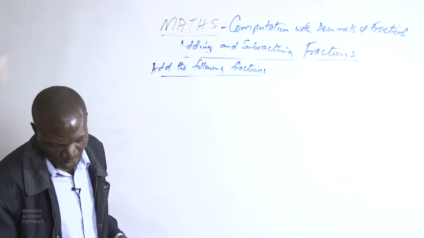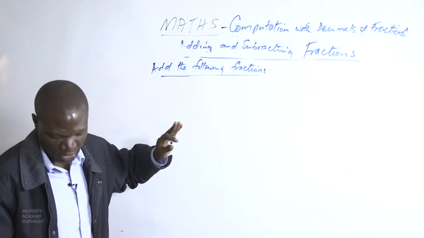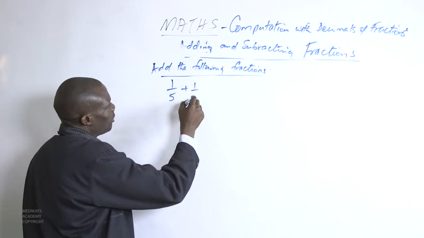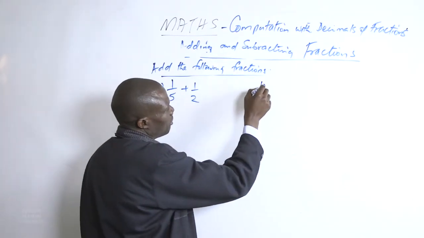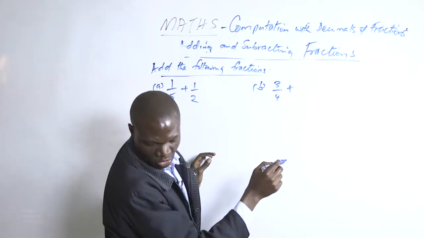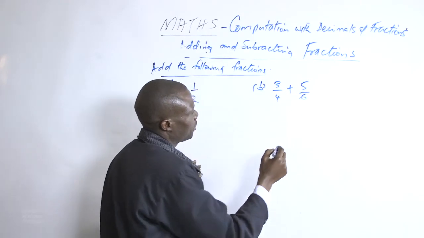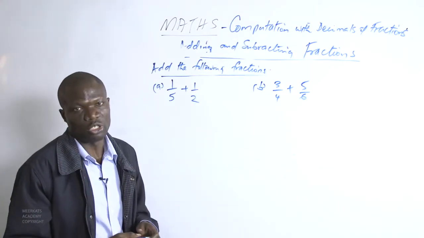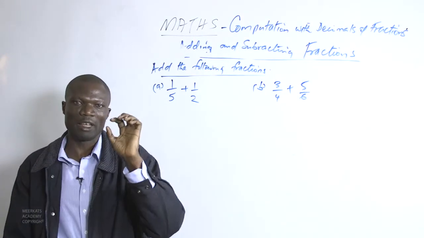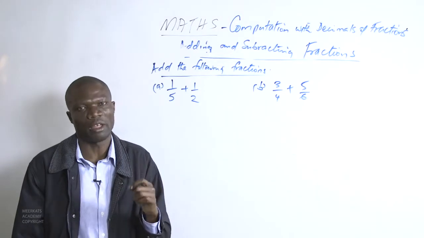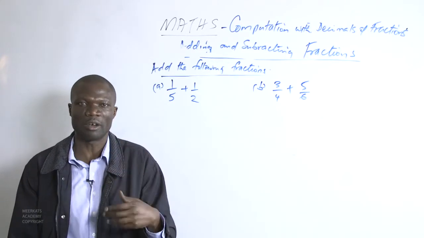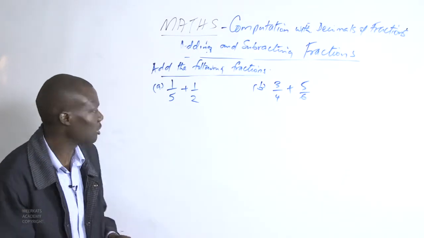Add the following fractions together. This time we have 1 over 5 plus 1 over 2 as our first question, and the second question wants us to add 3 over 4 plus 5 over 6. I want you to notice that in the two questions, the denominators are not the same. Now we are going to apply the 3 steps we saw earlier when dealing with fractions which have different denominators.